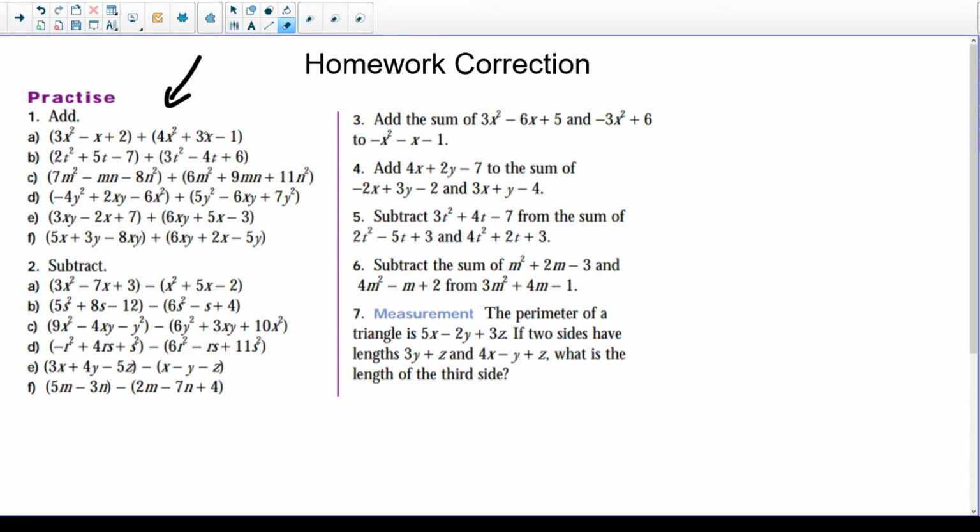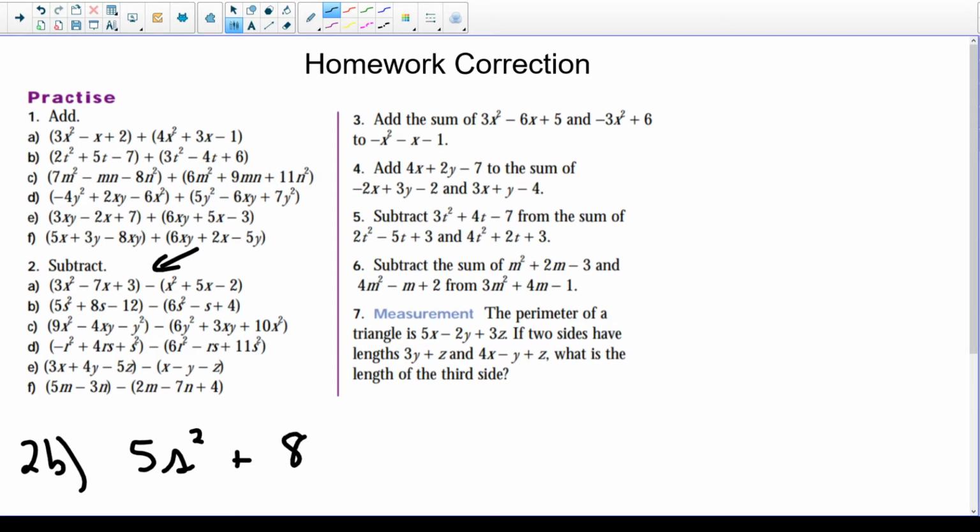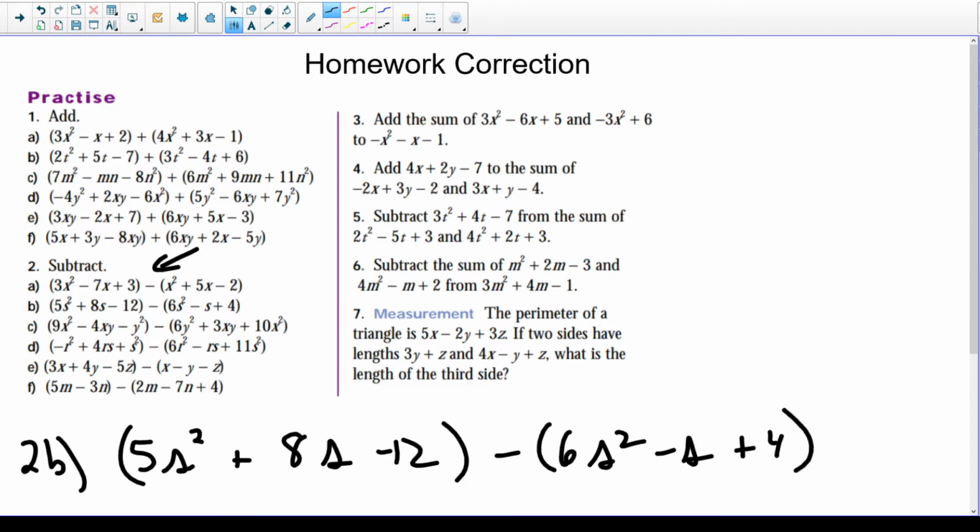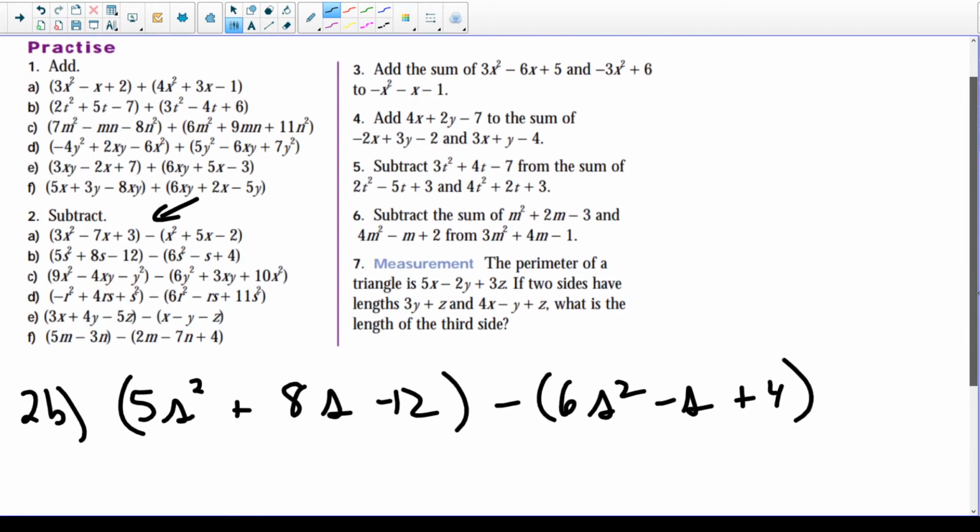For question 2, however, this one always scares me a little bit when I assign those to students, because there's one common mistake that's done almost all the time. So let's just take a look at one of these together. Let's do 2b. So we've got, okay, I better use a different setup for my s's here so that they don't look like 5s. So 5s squared plus 8s minus 12 minus 6s squared minus s plus 4. So I'm using a cursive s just so they don't look like 5s.